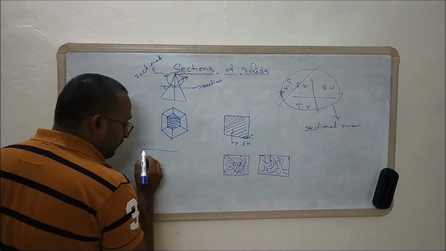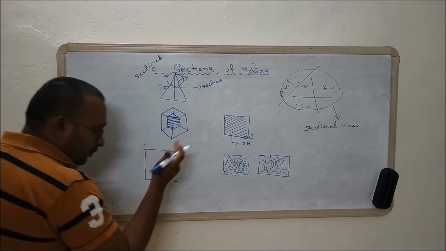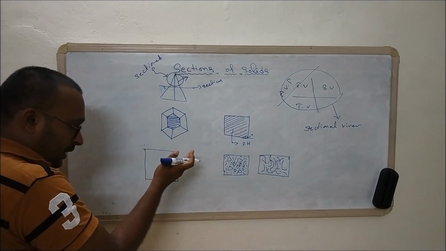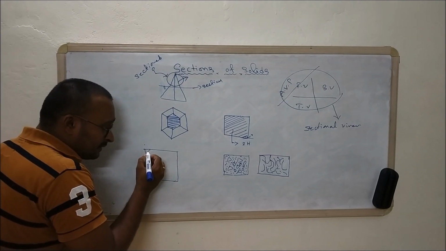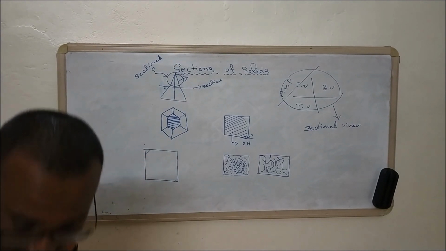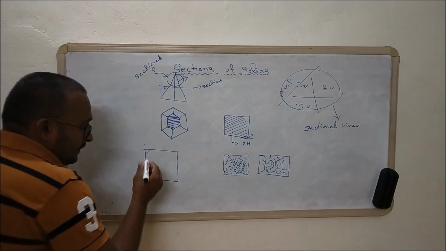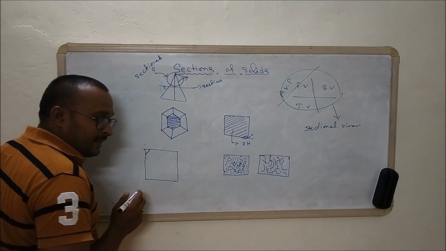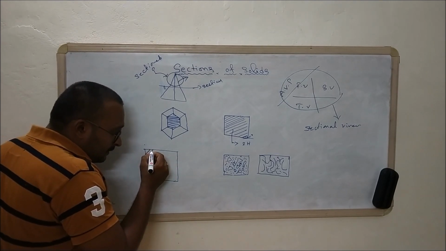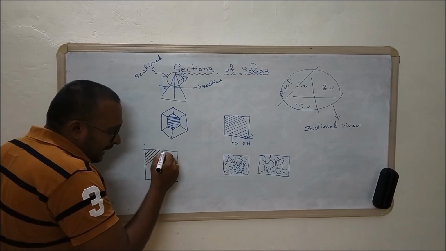Say, for example, if you have a component like this and you cut through that complete portion, then the hatching line should be like this. It should be an inclined line at an angle of 45 degrees, and then we need to draw the parallel lines.